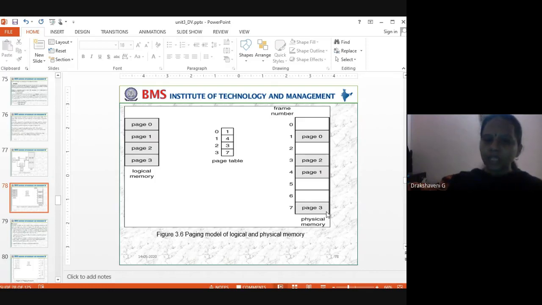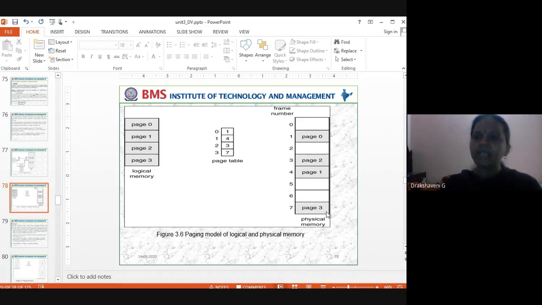So what is physical memory? Where will the physical memory be? Physical memory is present in the hard disk. How is this physical memory divided? It is divided into frames. What are frames? Frames are equal blocks. What is a frame? A frame is an equal block. In the same way, what is logical memory? A CPU's memory is called logical memory.